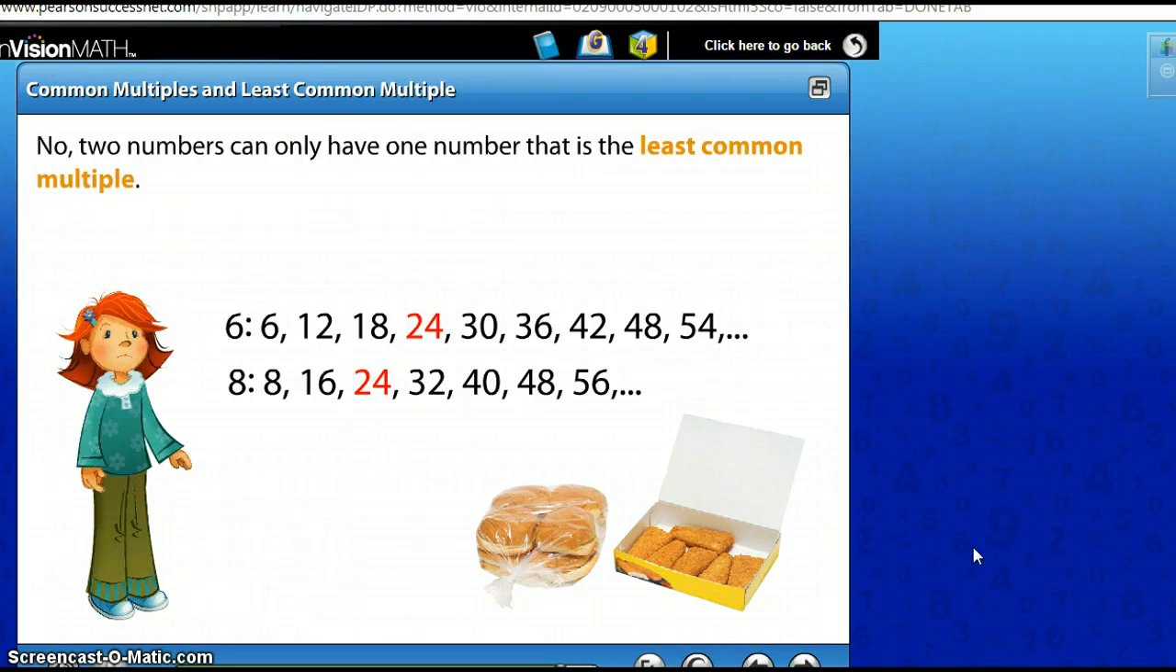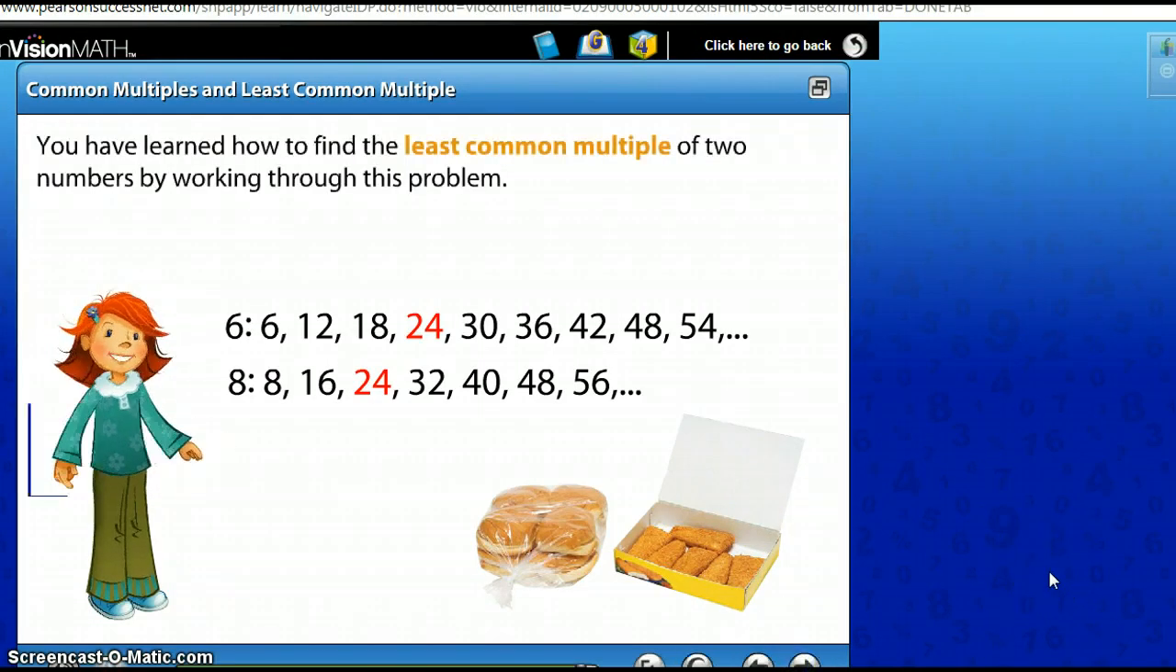No, two numbers can only have one number that is the least common multiple. Nice job, you guys. You have learned how to find the least common multiple of two numbers by working through this problem.